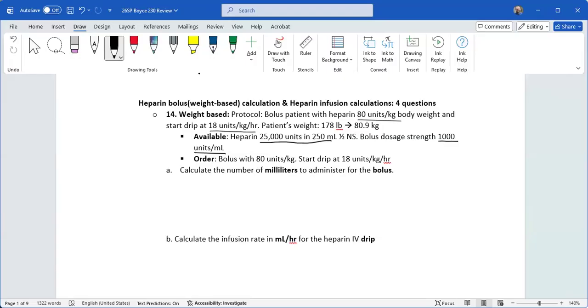So the first question is, what is the milliliters for the bolus? We don't want to know the units for the bolus. We want to know the milliliters for the bolus. So this has already been figured out for us. 178 pounds, rounded to the nearest tenth, we're going to get 80.9 kilograms. So I'm going to take the 80.9 and multiply by my order of the 80 units per kilogram.